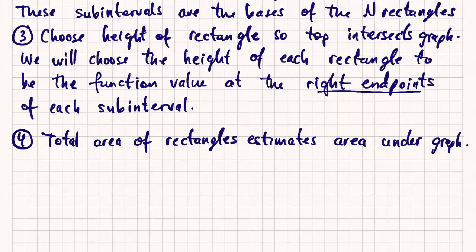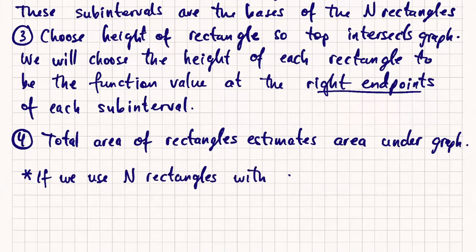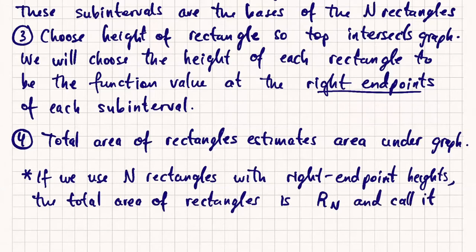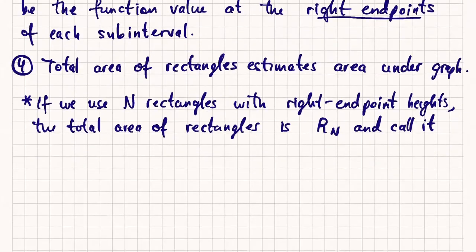Okay, one little piece of notation. If we use n rectangles with right endpoint heights, the total area of rectangles we denote by Rn, right endpoint, n rectangles. And what do we call this? We call it a Riemann sum. A Riemann sum.